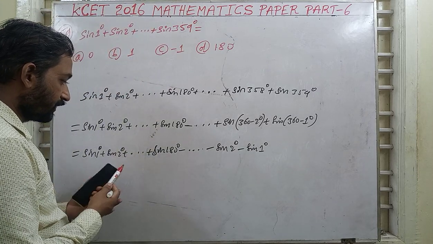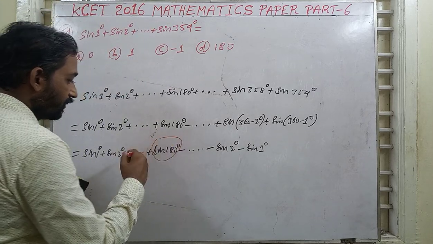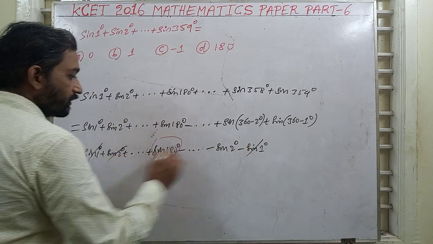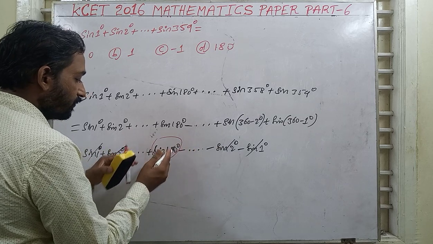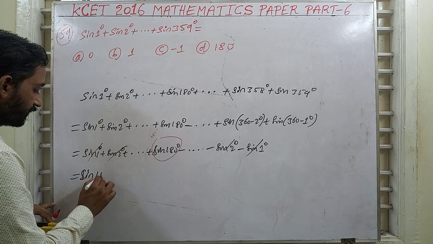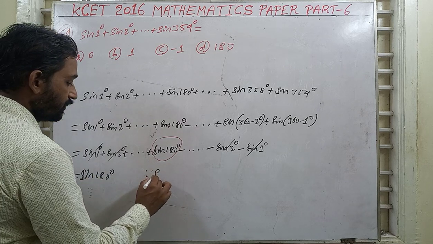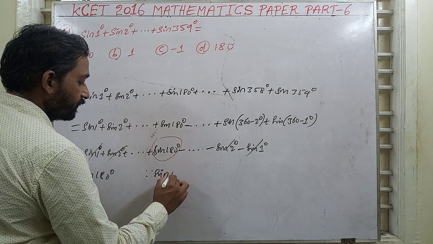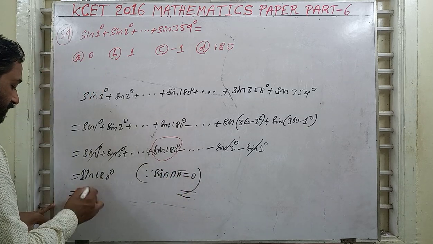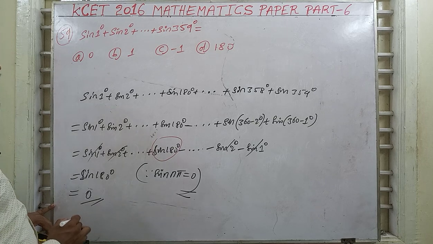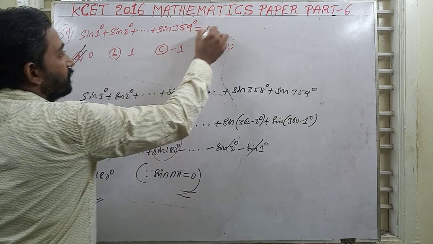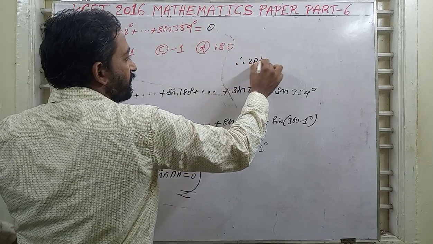Except the term sin 180 degree, in this case all cancel each other. So sin 1 degree, sin 1 degree, sin 2 degree, sin 2 degree, all cancel each other, and only sin 180 degree remains. Sin n pi is always 0. Using this formula, sin 180 is also 0. So option A is the right answer. The value of this term becomes 0. Therefore option A is correct.